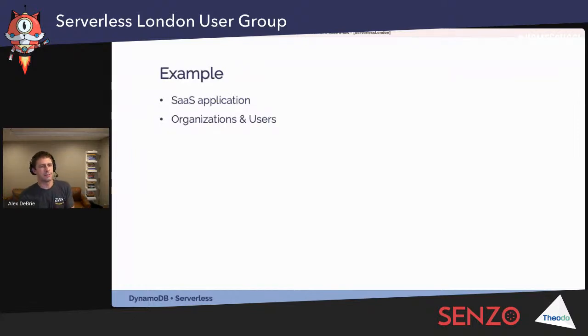So I want to use an example. Imagine we're building a SaaS application, right? We're building something we want to sell to people, and we want to model out two different entities. We want to model out organizations, where that's who actually signs up for our SaaS application.